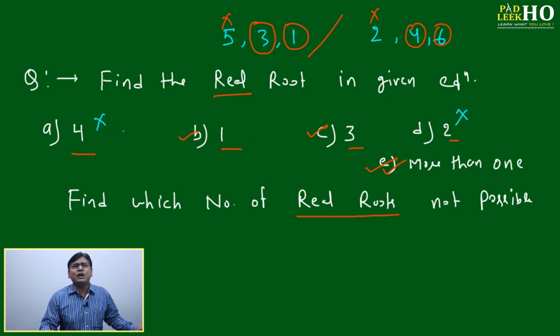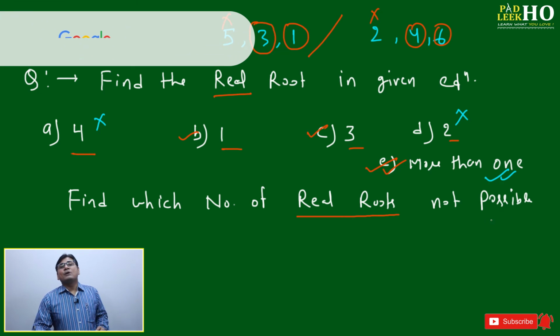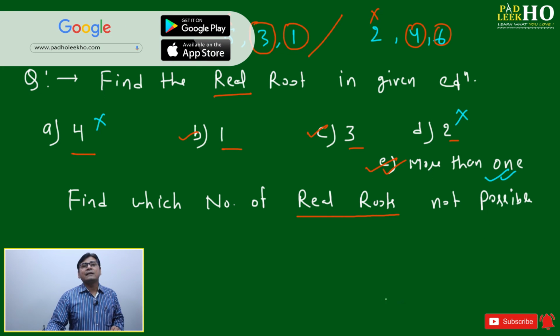Why is 4 not possible? Because if you take the number of real roots equal to 4, then the imaginary roots will become 3, and imaginary roots 3 cannot exist. They should always exist in multiples of 2. Then 2 and 4 are not possible, which means again the answer will be more than 1. If the same set of option choices is given, then for both questions the answer will be more than 1.